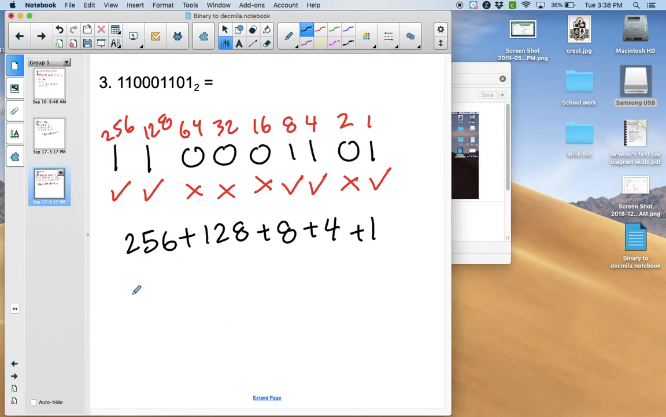So here are my numbers. If I add these up, 256 plus 128 plus 8 plus 4 plus 1, I believe that gives us 397. Wait a second, you just used a calculator. You're supposed to be able to do that in your head. Minor detail. But there it is, 397 base 10. Remember, this little small number is your base, what language you're reading off of.